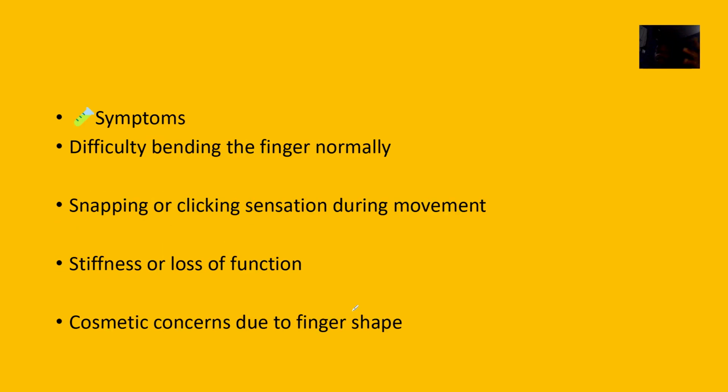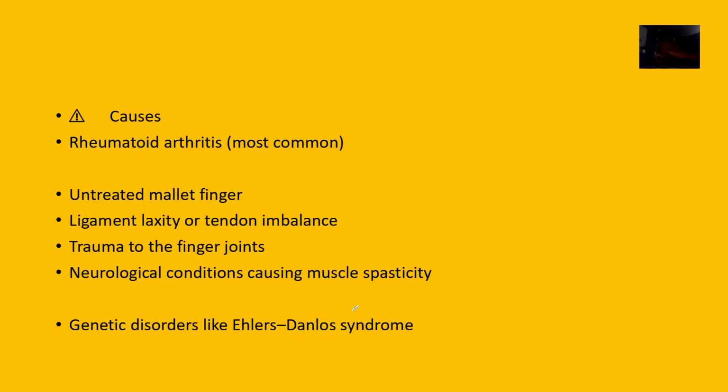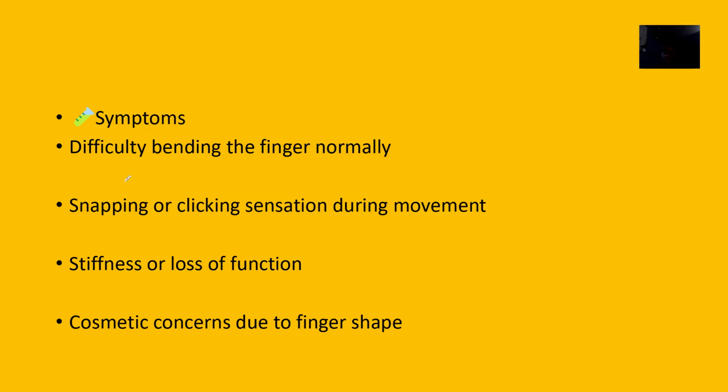You understand? So the most common cause is what? Rheumatoid arthritis. That's why I said it's a diagnostic feature of rheumatoid arthritis. Also, if there's untreated mallet finger, ligament laxity, trauma to the finger joint, neurological issues causing muscle spasticity, then sometimes you see it in syndromes like Ehlers-Danlos. Now, Ehlers-Danlos is a syndrome where everything is so flexible in the body.